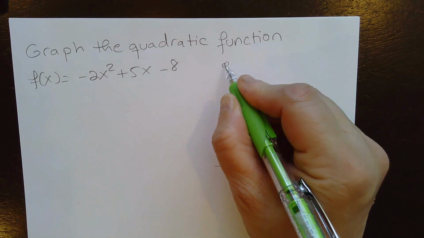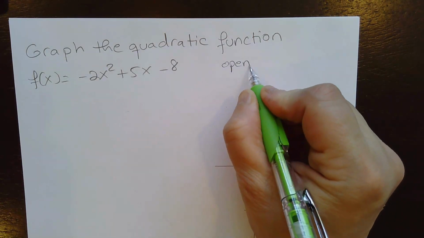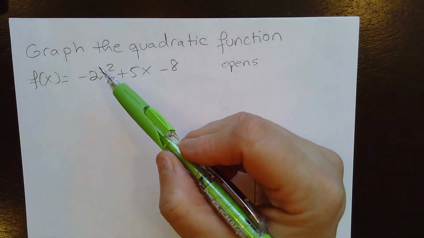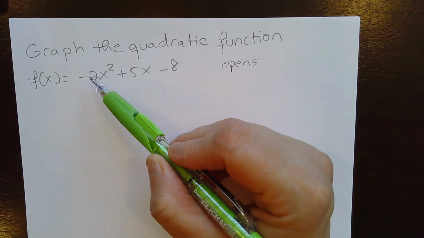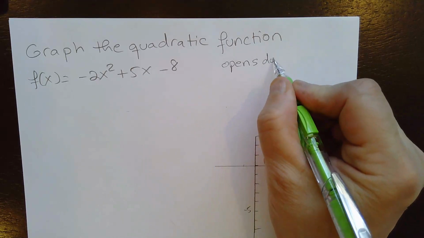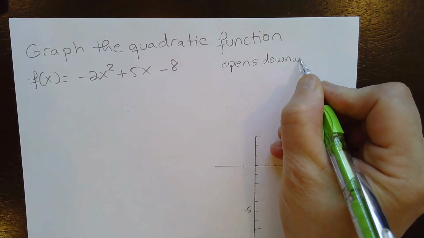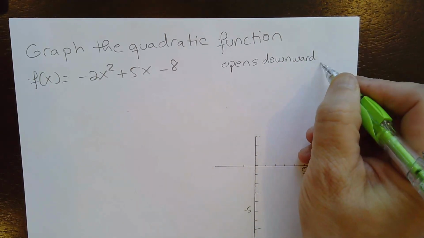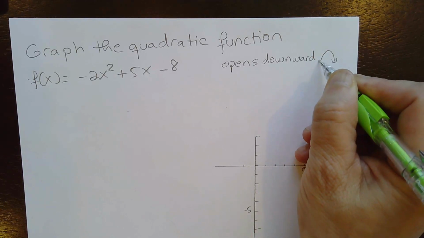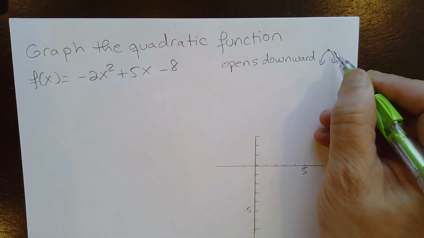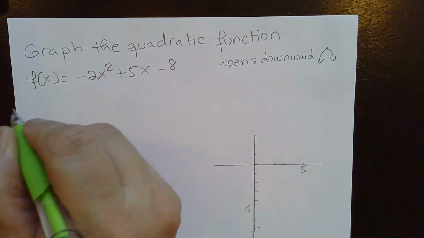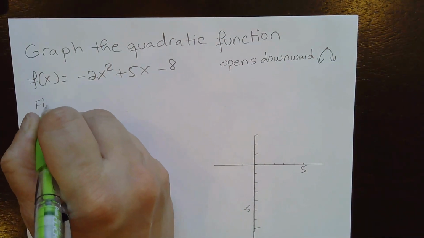Well, this function opens downward because the coefficient of x squared is negative 2. It's a negative number, so it opens downward. So that means it has a shape like this, okay? And here is the vertex. We need to find the vertex of the parabola, so let's go ahead and find it.